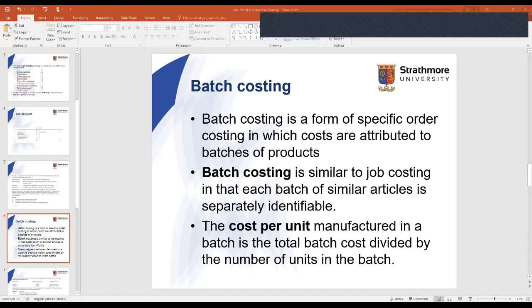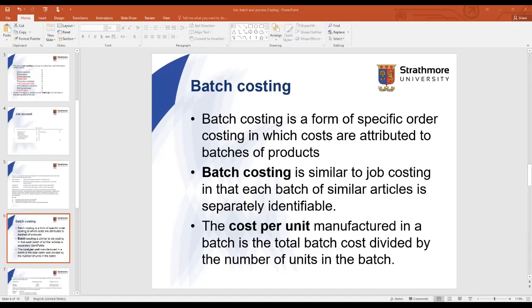So batch cost is a form of specific order cost in which the costs are attributed to the batch of products, many products. Batch cost is similar to job costing in that each batch of similar articles is separately identifiable. So don't forget, at the end of the production process, we're going to name this particular batch. This is batch number 102. This is what we've incurred so far, the same way we did in the case of job costing. This was job XYZ. These are the costs we incurred so far for this particular job.